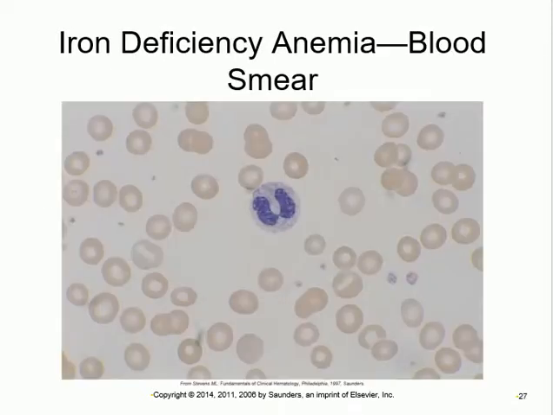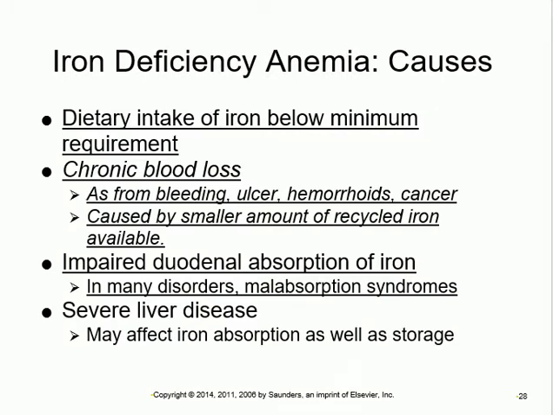Look at the cells here. Too small and too pale, right? This is very pale. Why would anybody get iron deficiency anemia? The first thing that comes to your mind is you don't eat enough iron. You don't get enough iron in the food, right? Malnutrition. Makes sense. So this is the first thing. There are minimum requirements of iron that you should take. If you don't take it, you have iron deficiency anemia. This is the first one, and it makes sense.